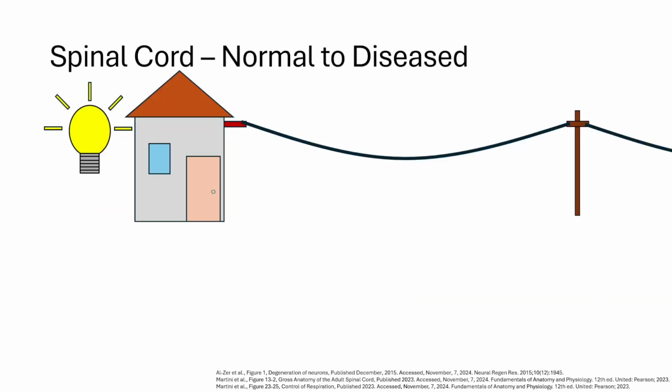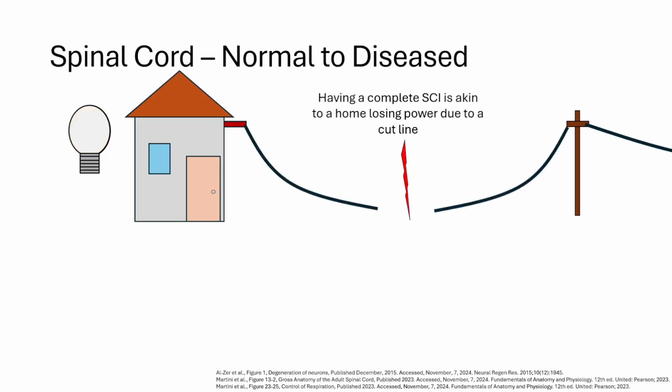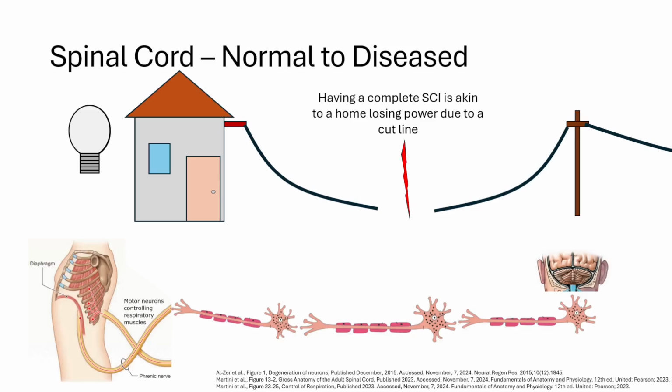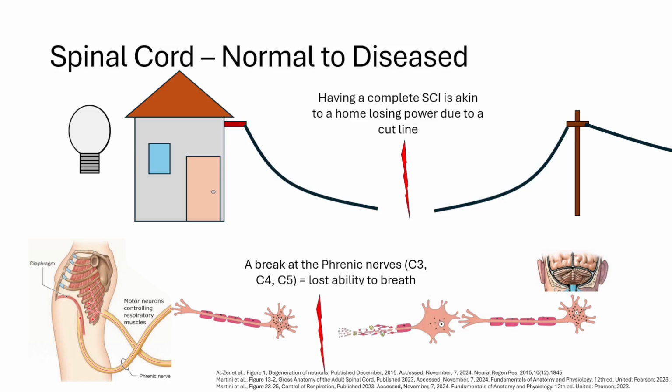So a metaphor for a complete spinal cord injury is how your home is connected to the power grid, but if a storm were to cut and sever this line, you would lose full electrical connectivity. This is akin to how your central nervous system controls parts of your body through the spinal cord. So, for instance, if you were to experience a break in your spinal cord at the phrenic nerves, you would lose your ability to breathe, plus other functions below this.